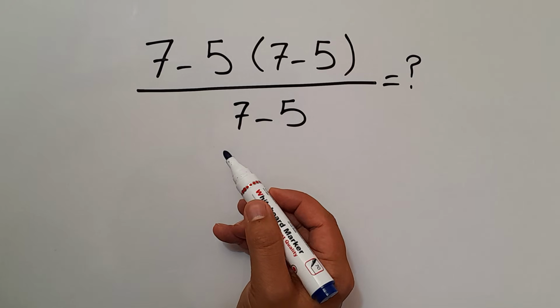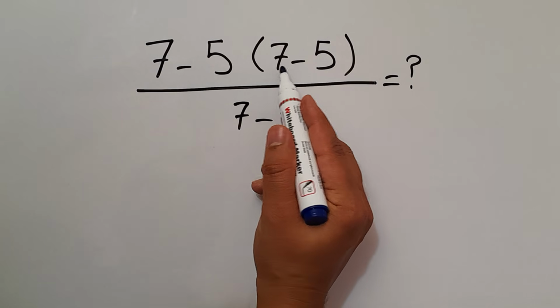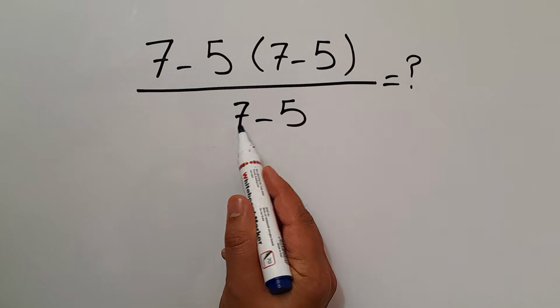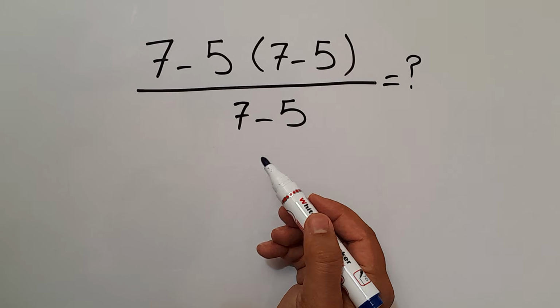In this video, we want to find the value of this fraction: 7 minus 5 times 7 minus 5 over 7 minus 5. Are you ready to solve? Let's go ahead and get started.